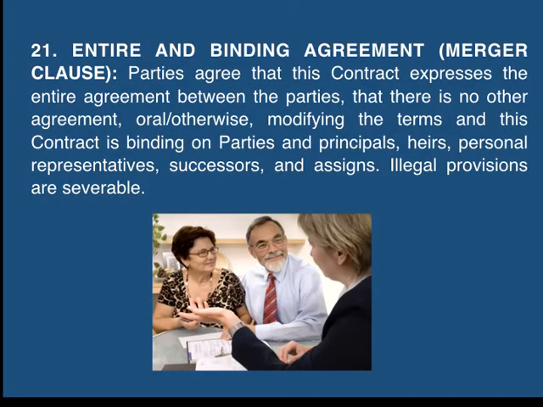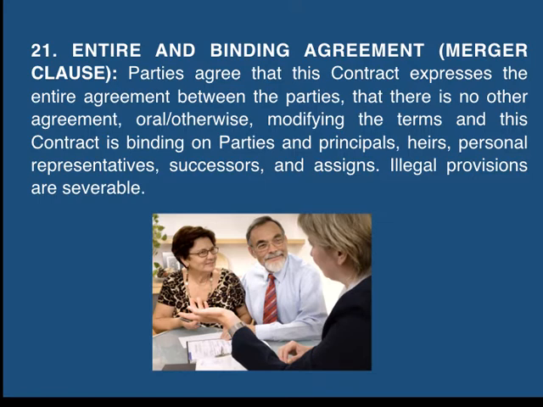Let's move on to 21, the entire and binding agreement. It's also known as a merger clause. Parties agree that this contract expresses the entire agreement between the parties, that there is no other agreement, oral or otherwise, modifying the terms, and this contract is binding on parties and principals, heirs, personal representatives, successors, and assigns. Illegal provisions are severable. What this is really saying is that this is the only agreement between the buyer and seller. There are no other agreements, either written or oral.